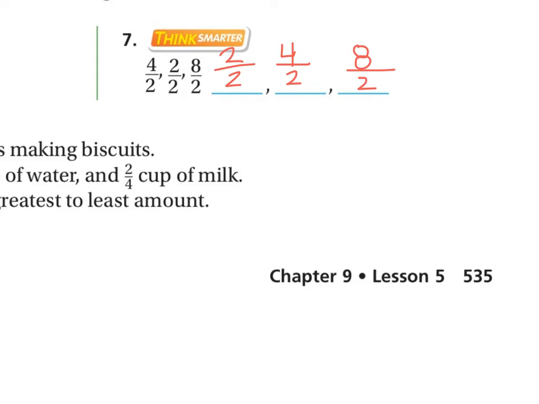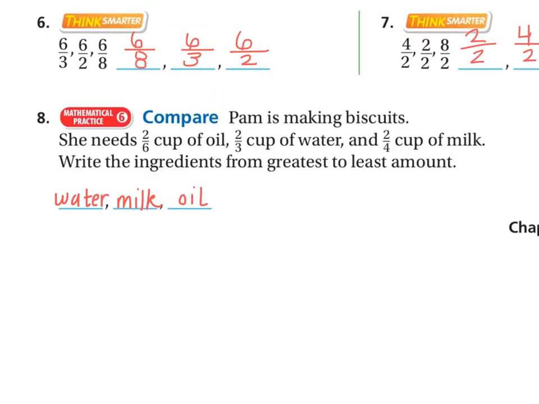Let's take a closer look. So I see all 3 of these fractions have the same denominator. When the denominator is the same, I look up at the numerator. The greater the numerator, the greater the fraction. So keep in mind, the directions say to go from least to greatest. So my least is 2/2, followed by 4/2, and then last 8/2. Okay, let's look at number 8.